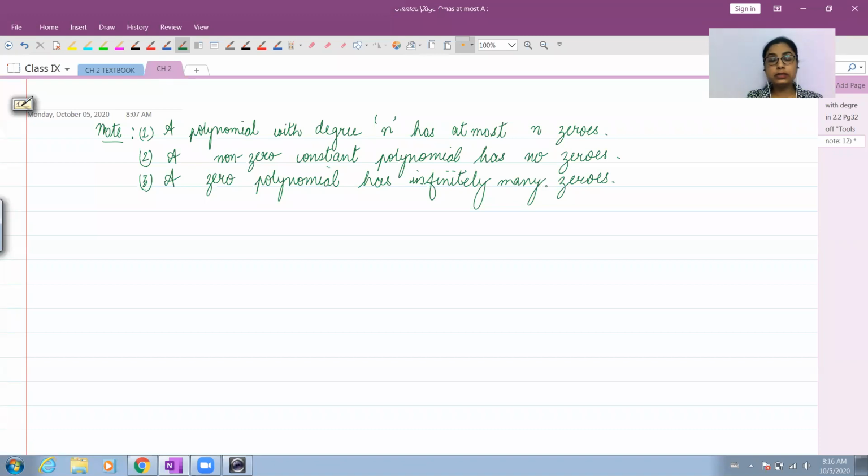A polynomial with degree n has at most n zeros. This simply means that if you know the degree of your polynomial, उसकी ज़्यादा से ज़्यादा कितनी zeros हो सकती हैं. So if you have a linear polynomial, at the max it can have just one zero.